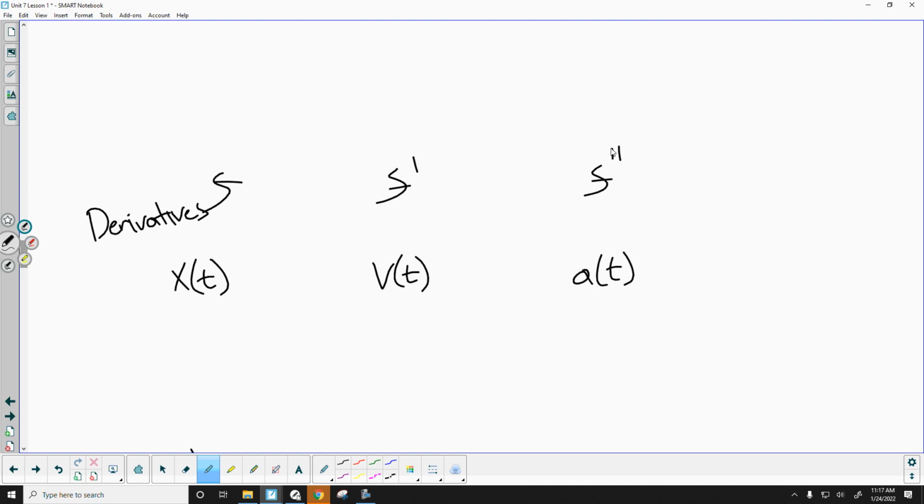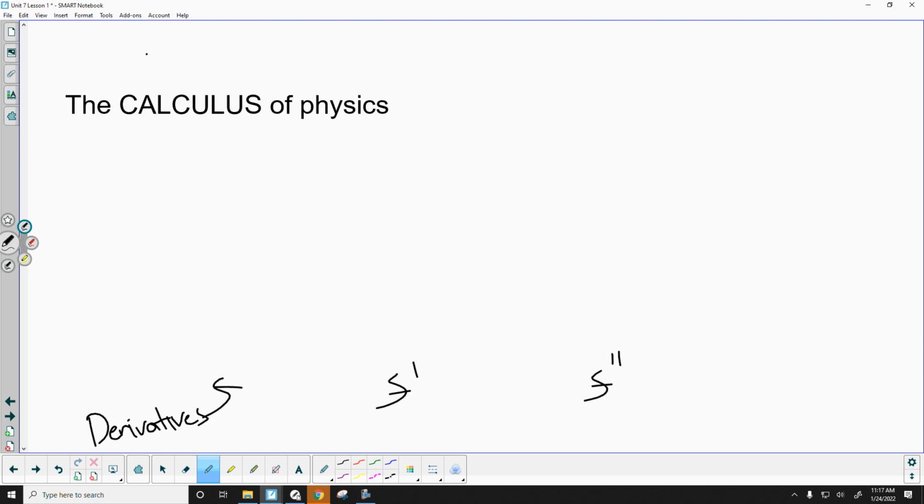Well, we think x, v, and a are just 3 different things. But we just discovered that x prime is v. We just discovered that v prime is a. Well, if x prime is v and v prime is a, x double prime is a. My friends, we are going to go back and essentially review Unit 3. And it's not the calculus of physics, it's the calculus of motion. There's a lot of other calculus applications in physics.